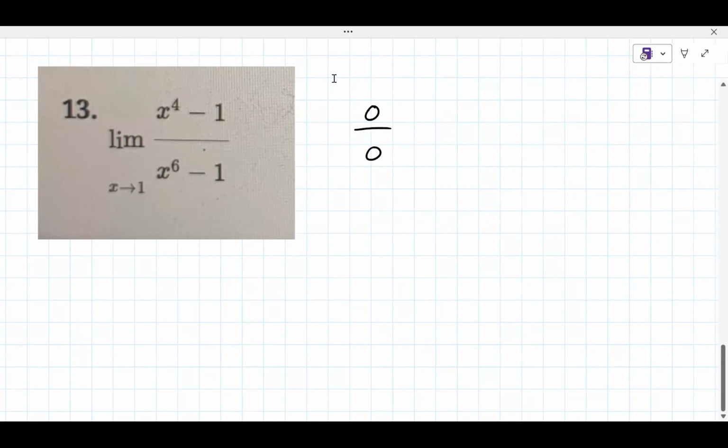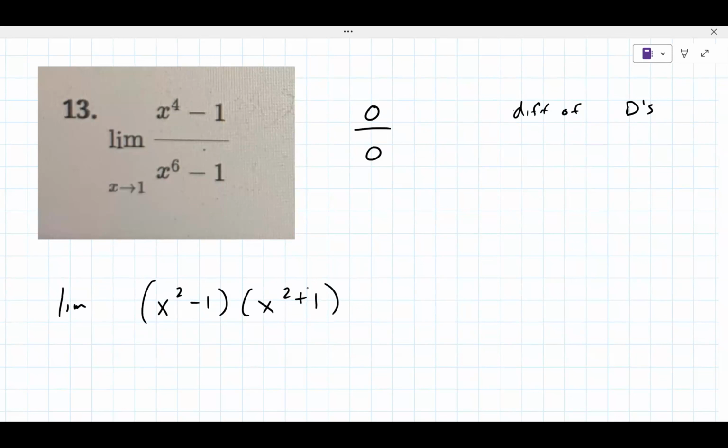Now this one is a more challenging factoring. I would consider that most students might not remember how to do this. The top one is difference of squares. Maybe you do remember it. So the top one becomes x² - 1, x² + 1. Is that familiar to you? Yeah. The bottom one is difference of cubes.